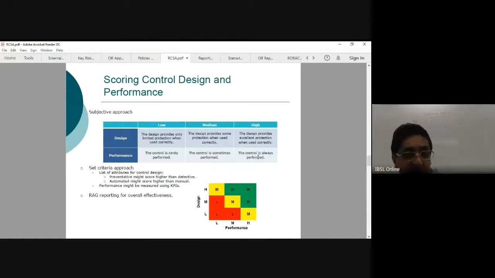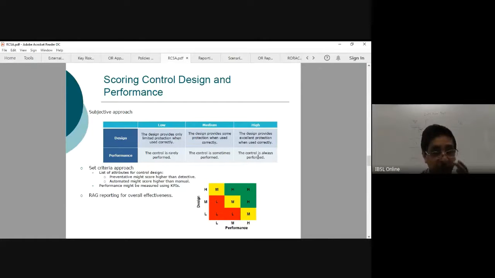Now, it is really in terms of protection that you are talking about: low, medium, and high. When the design is used correctly and it gives only a low protection, then it is low. When it is used correctly and gives some protection, then it is medium. But if you use it correctly and you get a very high, excellent protection, then it is high.